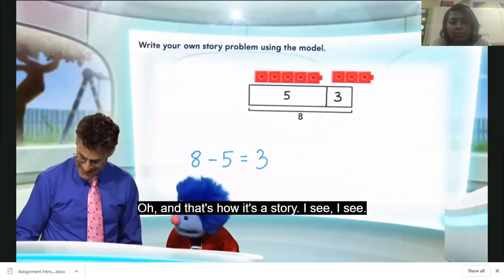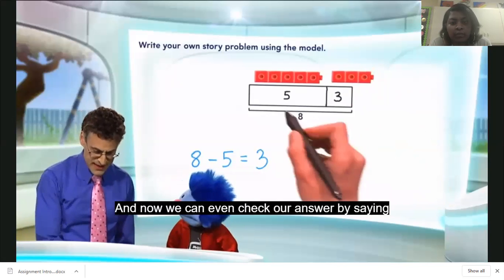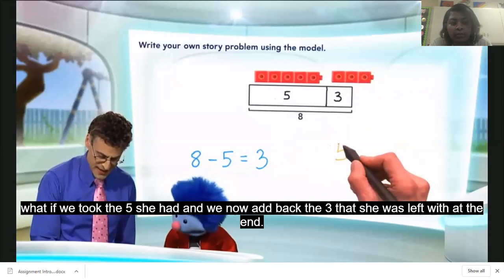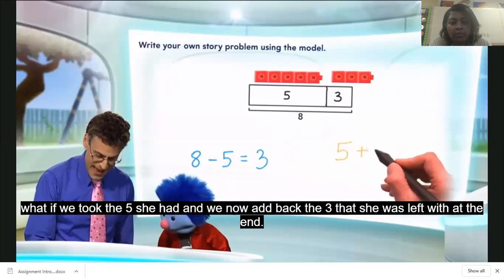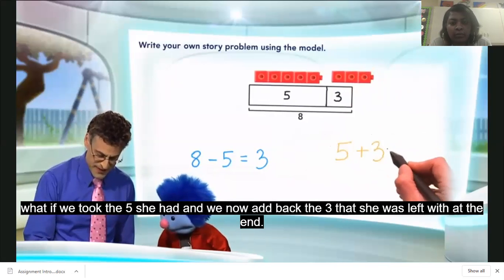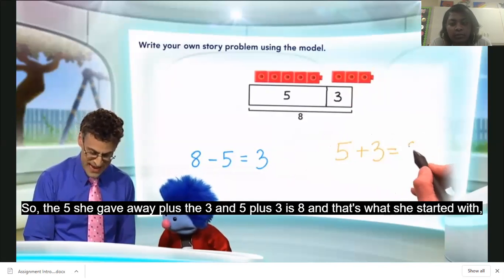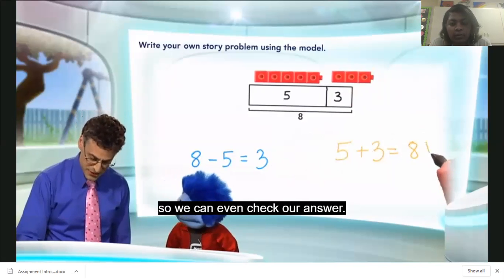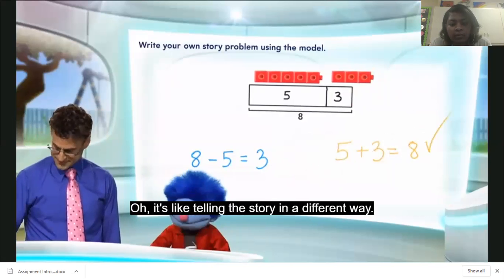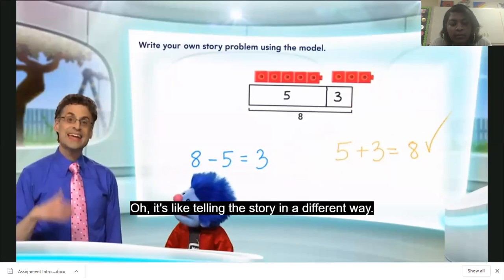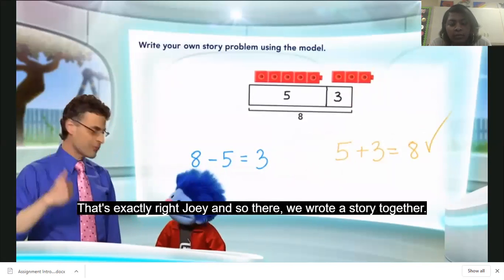I see. And now we can even check our answer by saying, what if we took the 5 she had, and we now add back the 3 that she was left with at the end. Right. So the 5 she gave away plus the 3, and 5 plus 3 is 8, and that's what she started with. So we could even check our answer. Well, it's like telling the story in a different way. It's exactly right, Joey. And so there, we wrote a story together.